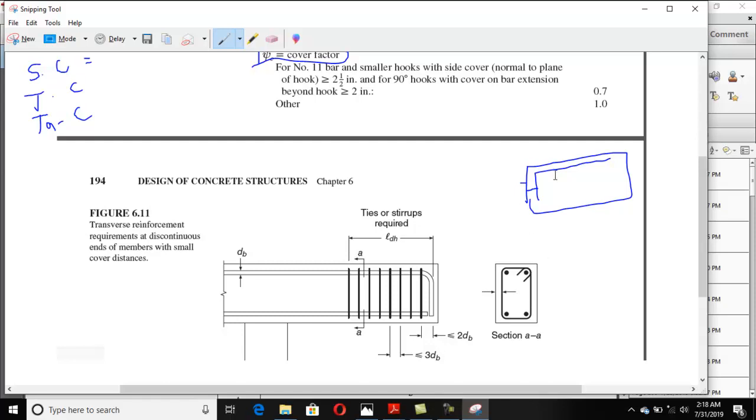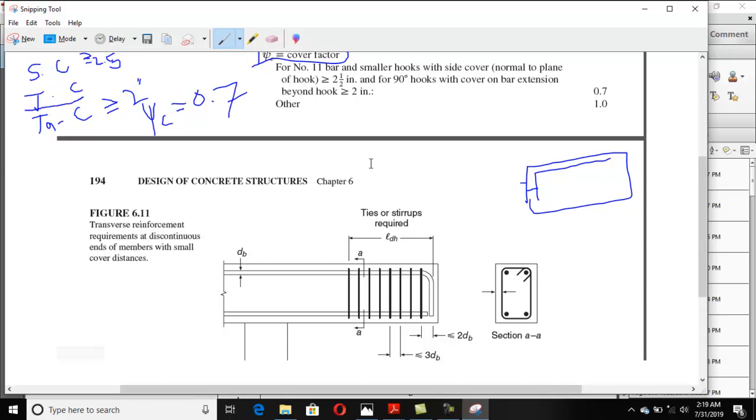Now here it says that for number 11 and smaller hooks with side cover, if side cover is greater than or equal to 2.5 inches, and your tail cover, that is extension cover, is also greater than or equal to 2 inches, your psi c will be 0.7. Clear?